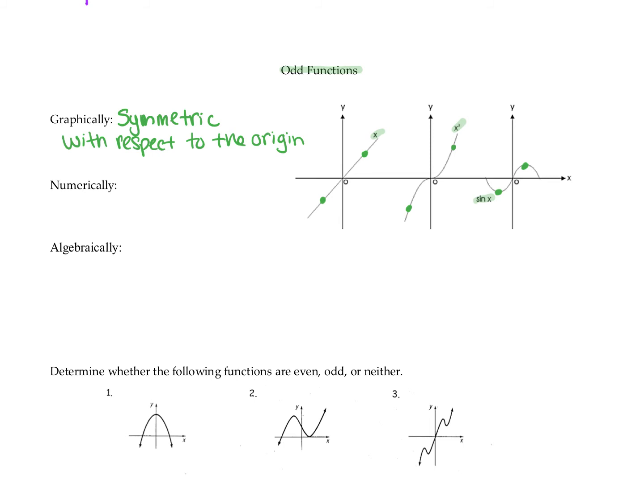So numerically, what does this mean? This means if I have a point a comma b, that means I'm going to have point negative a, negative b in terms of symmetry. Another example would be if I have negative a, b, a symmetrical point would be a, negative b.